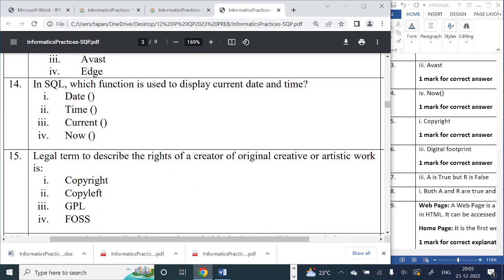Next, question number 14. In SQL, which function is used to display current date and time? Now, if you want to see both, we will use now. If only date or only time, then you can use the date function or time function. But if you want to see both, we use now. So the answer will be the fourth option, now.